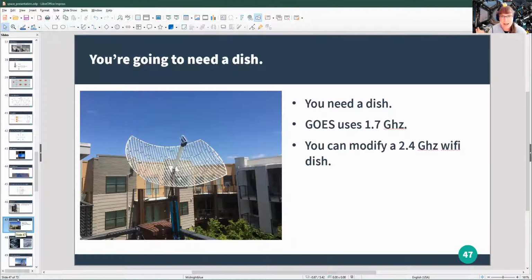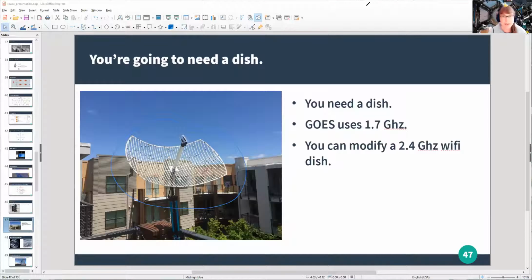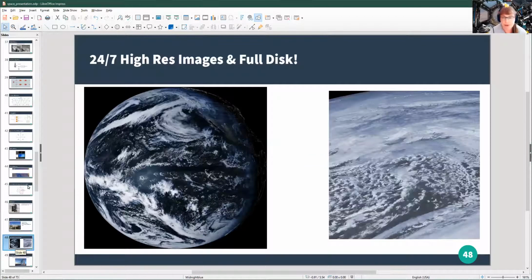Now you can use a 2.4 gigahertz Wi-Fi dish and modify it, and there are lots of examples of this online. GOES uses 1.7 gigahertz, so it's really close to 2.4. And this is actually my dish that I use at the moment, pointed at GOES 17 right now. It's just a modified Wi-Fi dish. But you can get some really cool images off GOES because it's 24/7. It's far enough away that you get a full disk image of Earth.